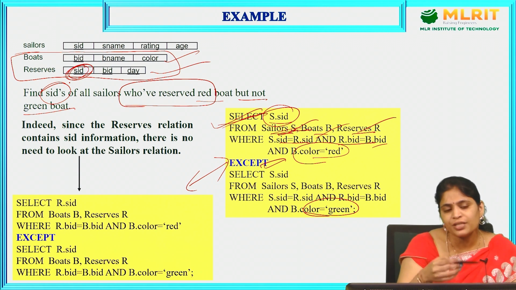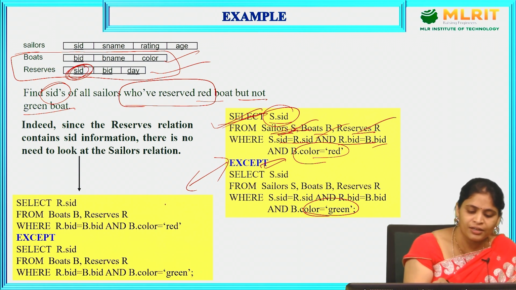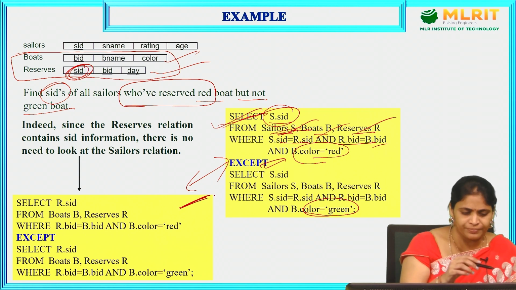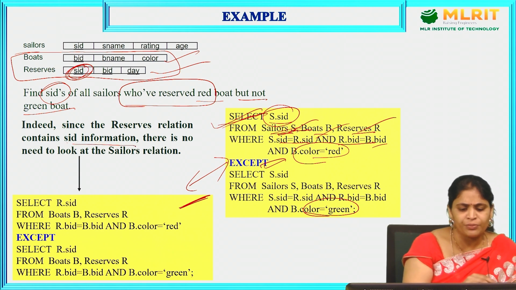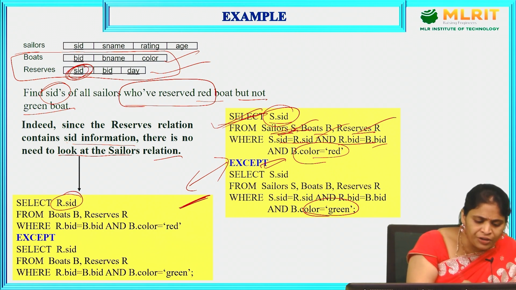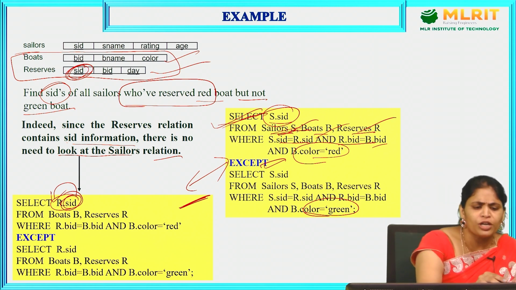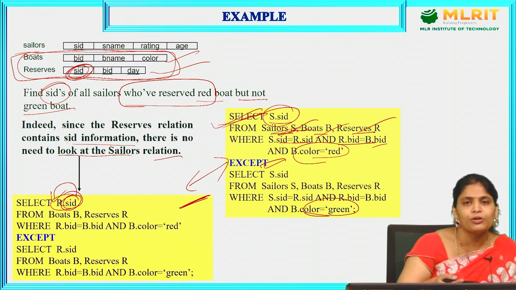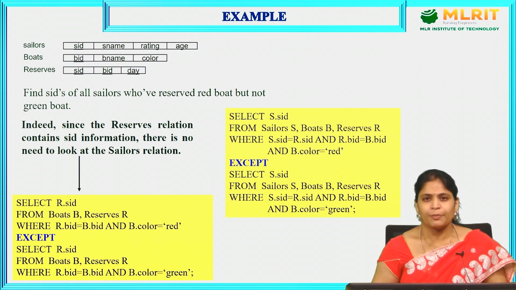Then why visit the sailors table again? That is the reason we have upgraded this query. Since the reserves relation contains SID information, there is no need to look at the sailors relation. So select R.SID. Why? Because SID is available in the reserves table, so there is no need to visit the sailors table again. Only from these two tables can we retrieve our data. That is what the except operator does.